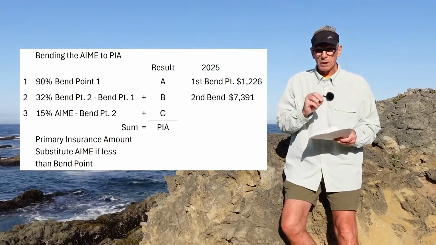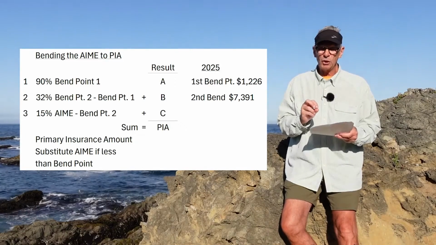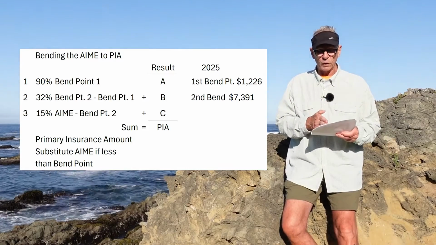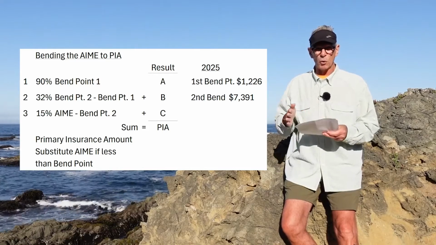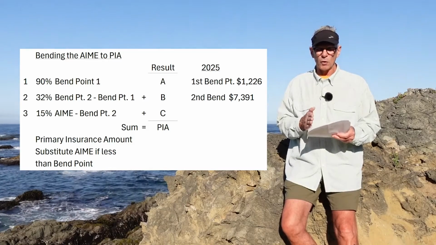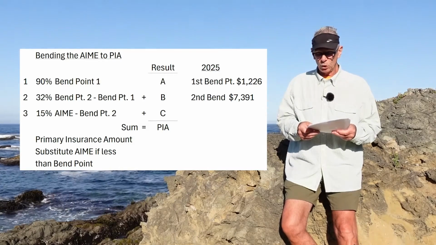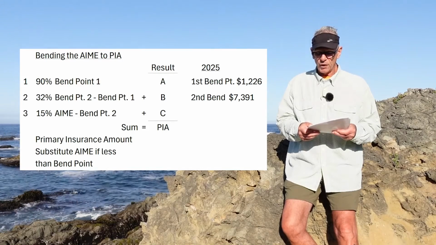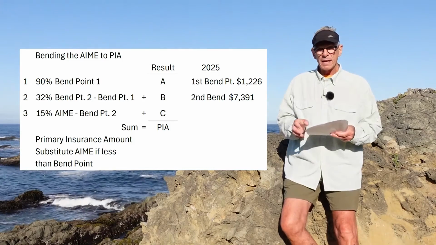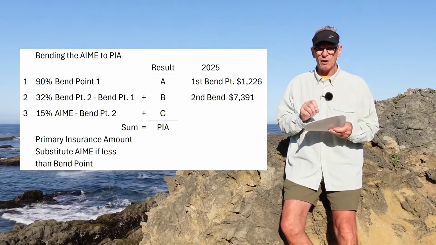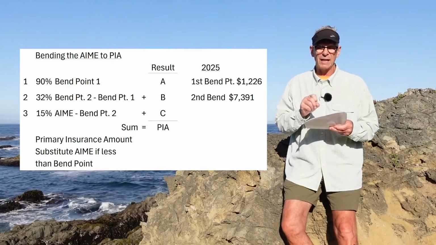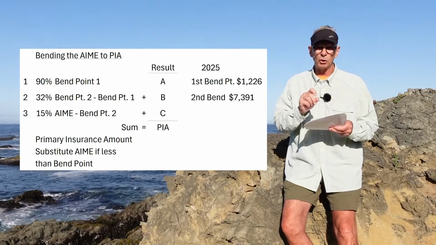Now, when I mention, age 62 is very critical, age 62 sets the bend points. And so those bend points, for calculating the primary insurance, always move with you after age 62. They don't change. That's the year that you turn 62 or the year of those bend points. And so for me, 2025, the first bend point is 1,226. The second bend point is 7,391.